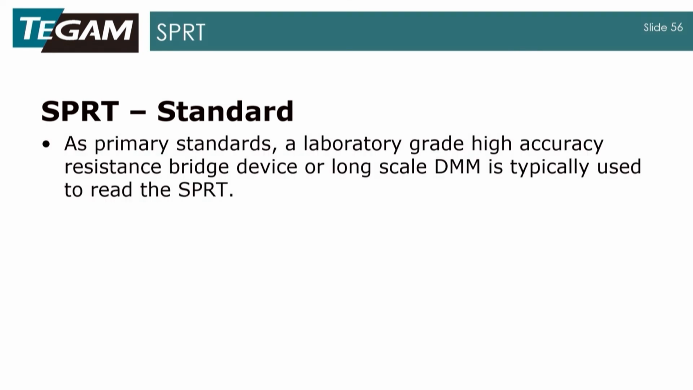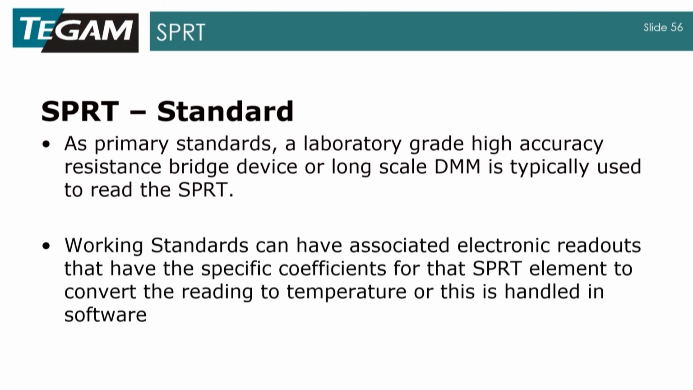So as a primary standard, you're going to use a laboratory grade high accuracy resistance bridge device, or once again a long scale DMM, to measure the resistance of the SPRT. And then, as we've mentioned before with some of these other ones, they do have working standards that have an associated electronic readout that will convert the resistance to a table and then just give you a temperature, so you don't have to work out the calculations yourself by hand.